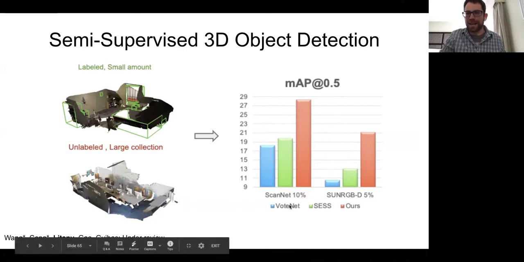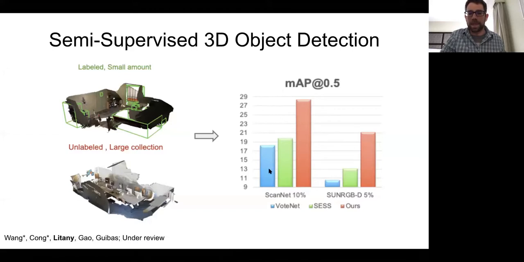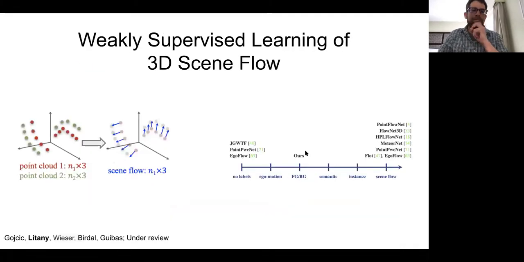But this is, you know, VoteNet already, because I kind of told you about that for the past hour. So here, if we take VoteNet with only 10% of the data, we get a huge reduction in performance. But we were able to actually double that if we use the semi-supervised technique.